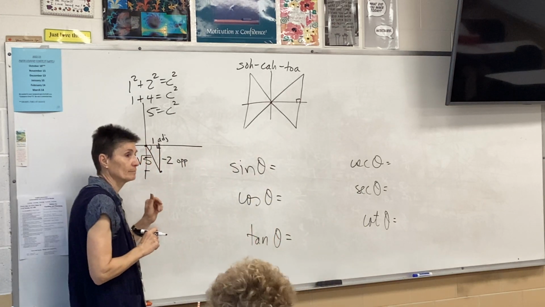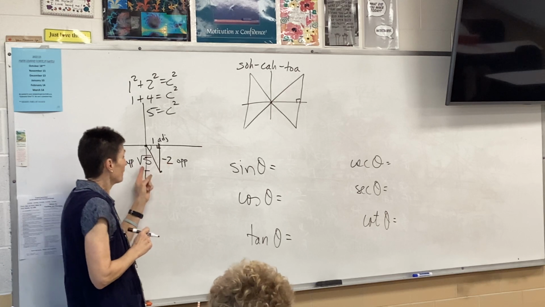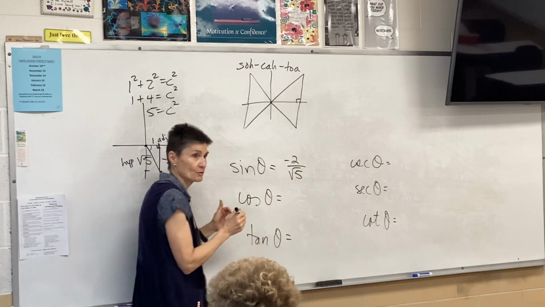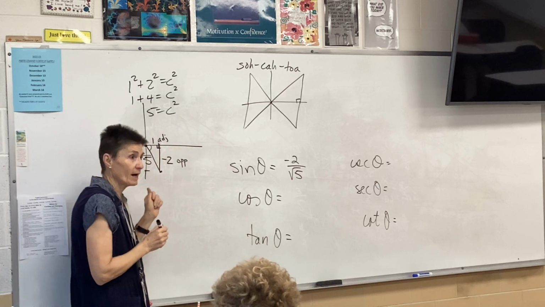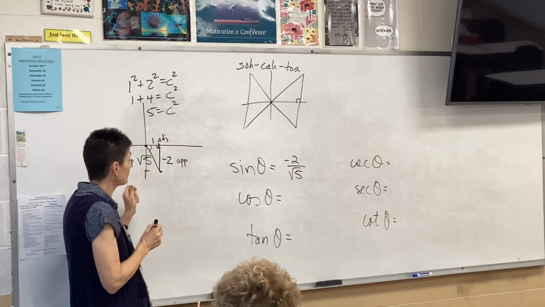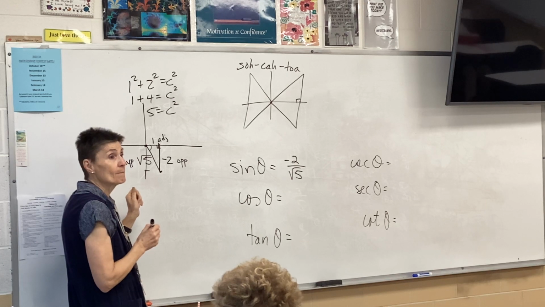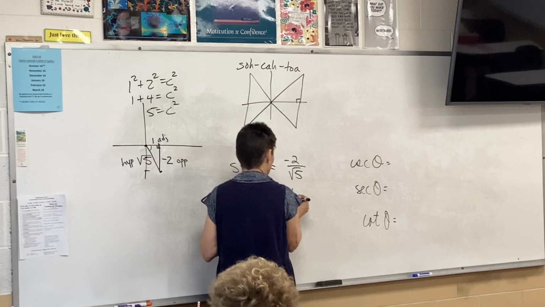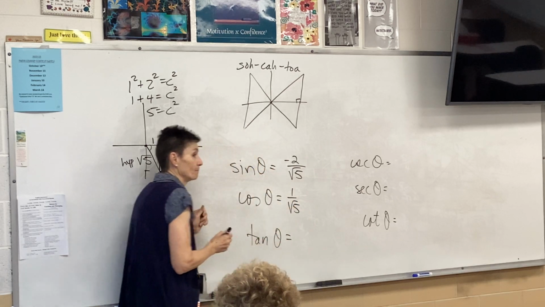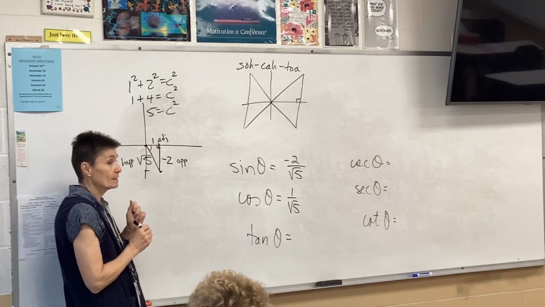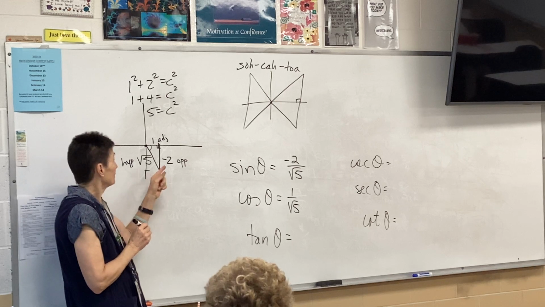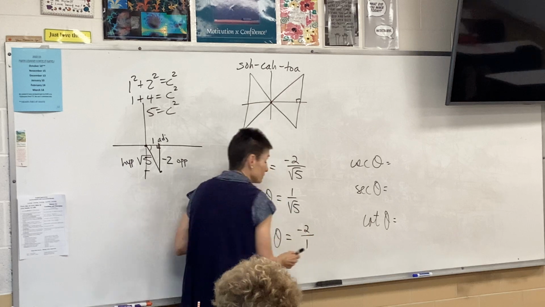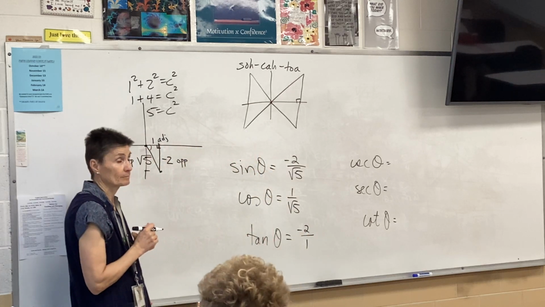Sine. Root 5? We'll fix that in a minute, but that's how it starts, right? -2 over root 5. Cosine is positive 1 over root 5. Tangent, -2 over 1. Opposite over adjacent.